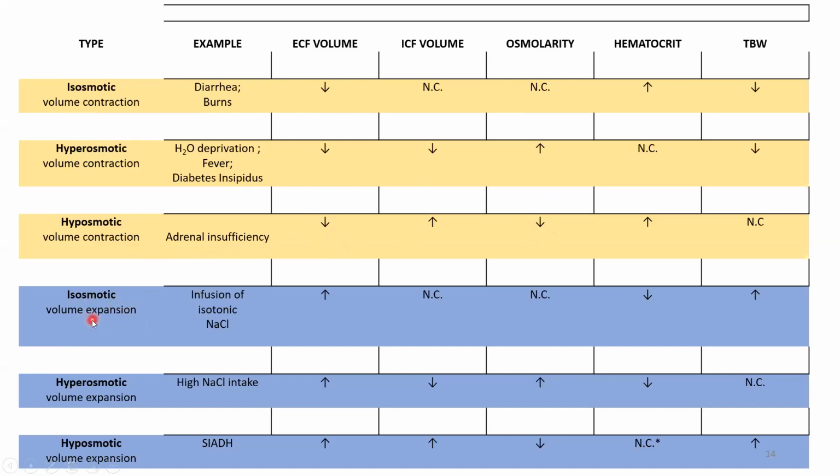Isosmotic volume expansion. Again, you can just follow the same rules of engagement. Infusion of isotonic saline. We've done this already. ECF volume goes up. No changes in osmolarity, hence no change in ICF volume. Hematocrit, I said I won't comment, but let me just add something here. It will be diluted because you're adding fluid in the ECF, which will dilute the blood. The total body water goes up.